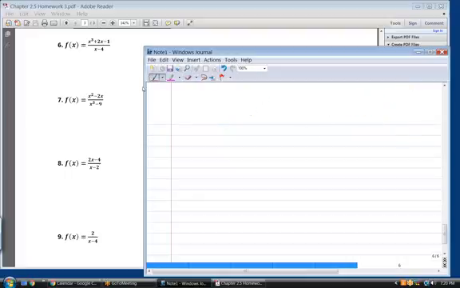Vertical asymptote on number 6. Would that be 4 as well? Correct. It's not just 4, it's x equals 4. In other words, it's a vertical line, and it needs an equation for a vertical line.